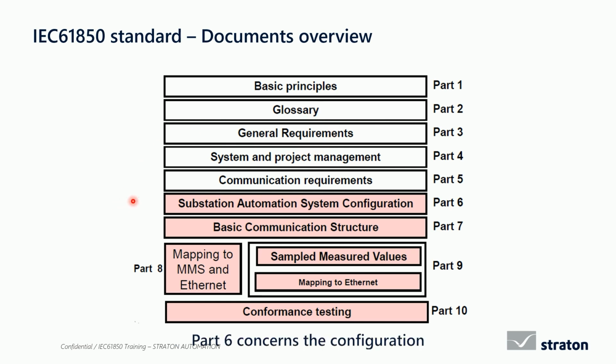Part 6 concerns the configuration files for a server. This is the so-called System Configuration Description Language file, the SCL file. There are 4 subparts in part 7 of the standard. This is for me the most important part, describing the content of a server, its capabilities, how these are identified via logical nodes, data objects, data attributes, and how all of this interacts via services used to read or write values, for example.